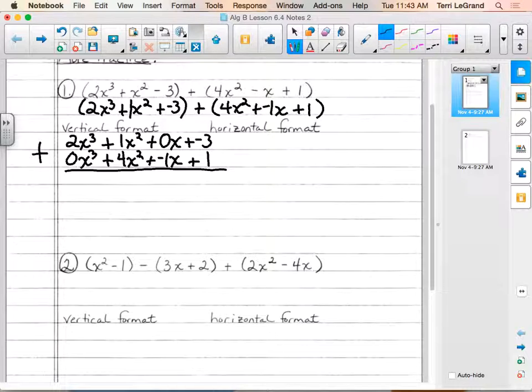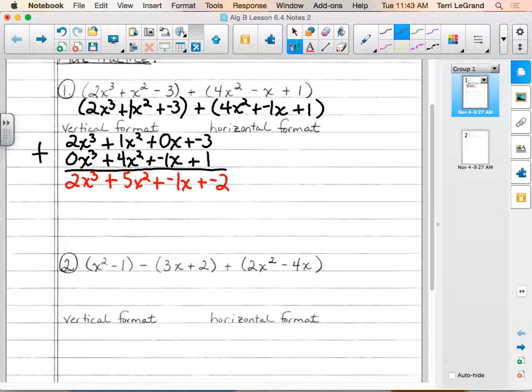So 2x cubed plus 0x cubed. 2x cubed. 1x squared plus 4x squared, 5x squared. Plus 0x plus negative 1x, negative 1x or negative x. Negative 3 plus 1, negative 2.